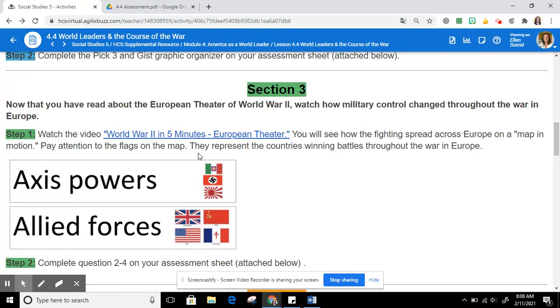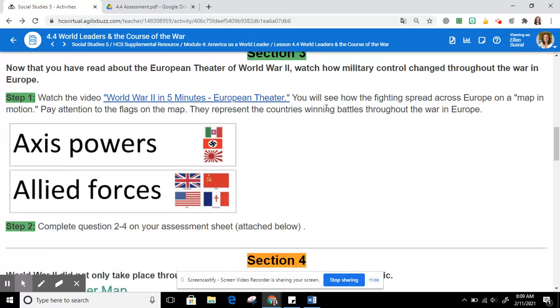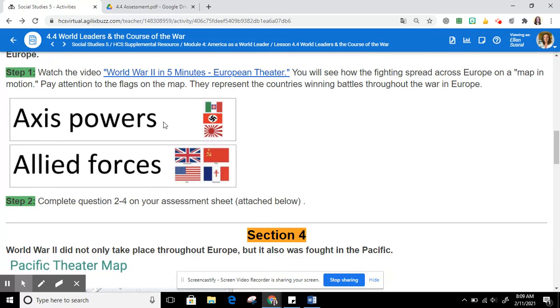Let's look at section 3. Now that you have read about the European theater of World War II, watch how military control changed throughout the war in Europe. So you're going to watch this video, World War II in 5 minutes, the European theater. You will see how the fighting spread across Europe in a map in motion. Pay attention to the flags on the map. They represent the countries winning battles throughout the war in Europe. And you can see the different flags for the Axis powers and the different flags for the Allied powers.